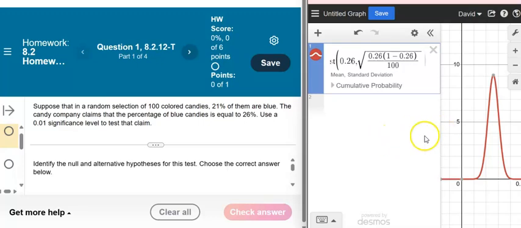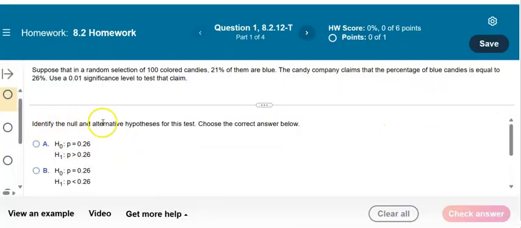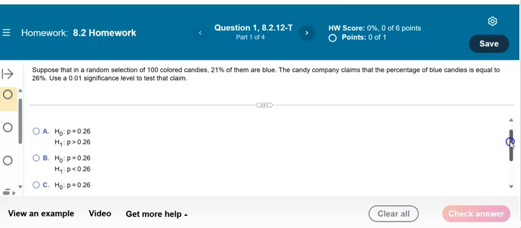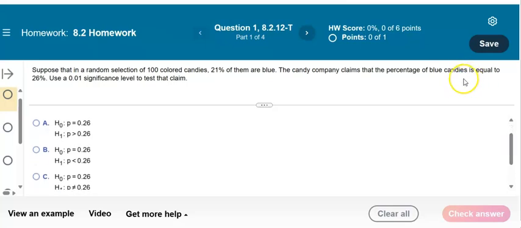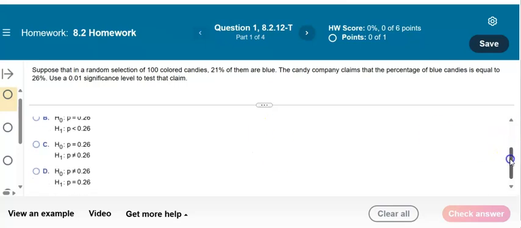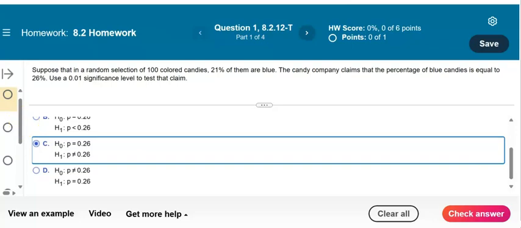There's my bell curve. I'll blow it up in just a second so we can see it. Alright, so the first thing it asks us to do is to identify the null and alternate hypothesis for the test. Now notice there's nothing that says greater than, less than, okay? It just says equal to in the first line. There's no direction implied for the alternate hypothesis. So that's going to be a not equal to. This is going to end up being a two-tailed test. So that's going to be choice C for us here.